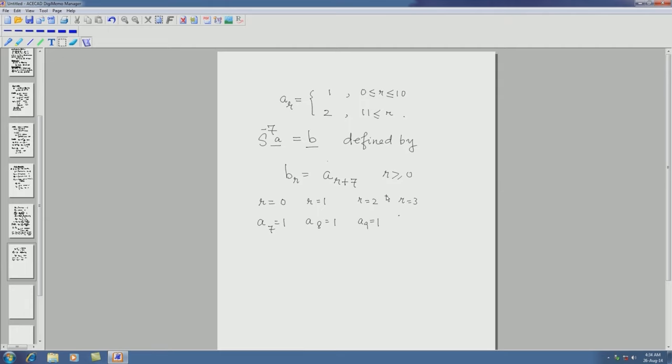R equal to 3, we get A10 equal to 1. R equal to 4, we get A11, which is equal to 2, and so on. We will keep on getting 2 after this. So, I can write B_R as 1 for 0 less than or equal to R less than or equal to 3, and 2 when R is greater than or equal to 4. So, this is a sequence shifted by S to the power minus 7.